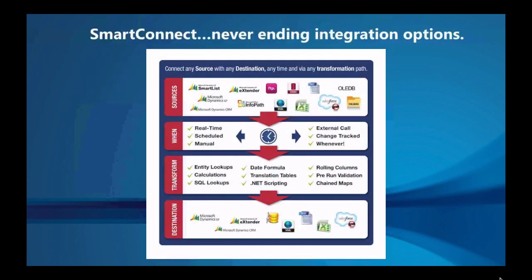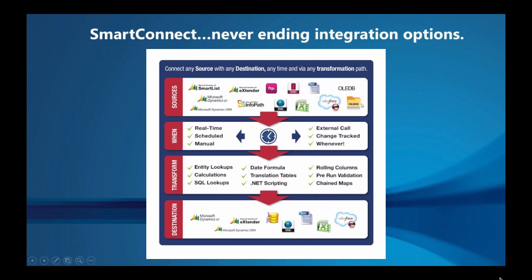Now, the other product we'll be talking about is SmartConnect. SmartConnect is an integration and automation solution, and what it does is it essentially allows you to connect any data source with any destination anytime that you want, and really via any transformation path. So as we look at the top data source options and we look toward the right-hand side, you can see some common data source types, like starting in places like a text file or an Excel file, starting with an ODBC connection or an OLEDB connection.